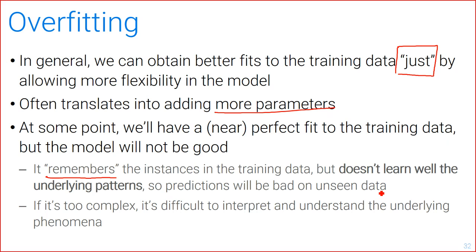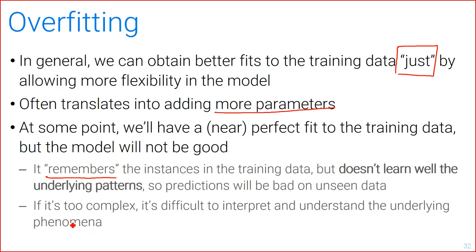So if we try to use it to make predictions on unseen data, on new data, it's going to fail. Or if we try to use that model to answer questions about the population of interest, it's going to fail, because it's going to be a good model of the sample of the training data, but not a good model of reality of the population.